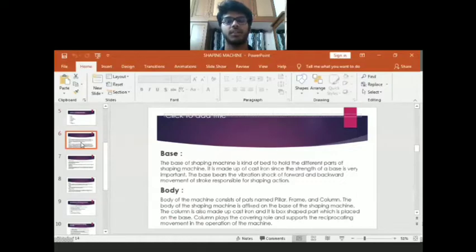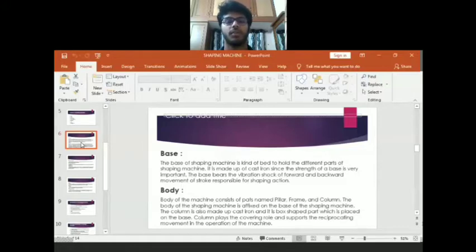Base. The base of the shaping machine is also known as the bed of the shaping machine. It holds the different parts of the shaping machine. The bed is made of cast iron so that it can absorb all the vibrations and shocks of the shaping machine during the cutting motion.